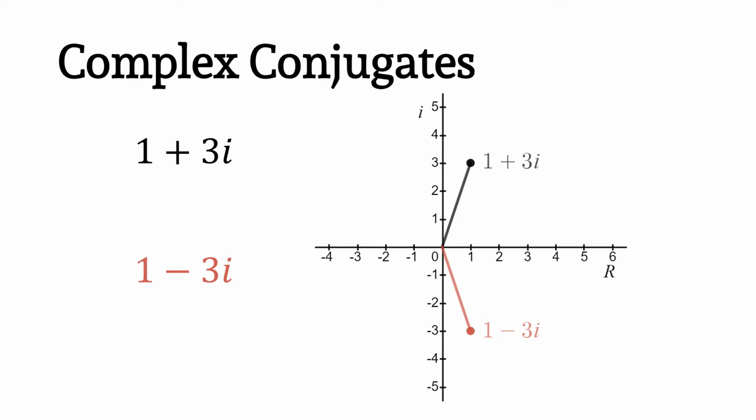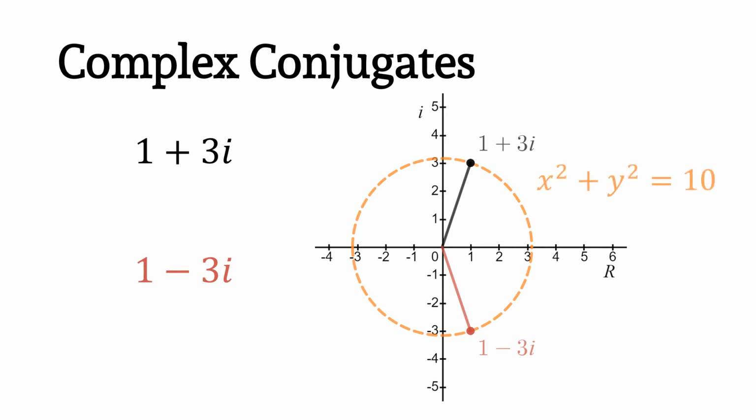Well, you'll notice the obvious relationship that these two numbers have when we see both of them graphed in the plane. Not only are they simply reflections of one another across the real axis, they also both are on a circle centered at the origin whose radius is the same as the absolute value, or modulus, of each of the complex numbers. The equation of that circle is x squared plus y squared equals 10. We'll come back to that here in a moment.